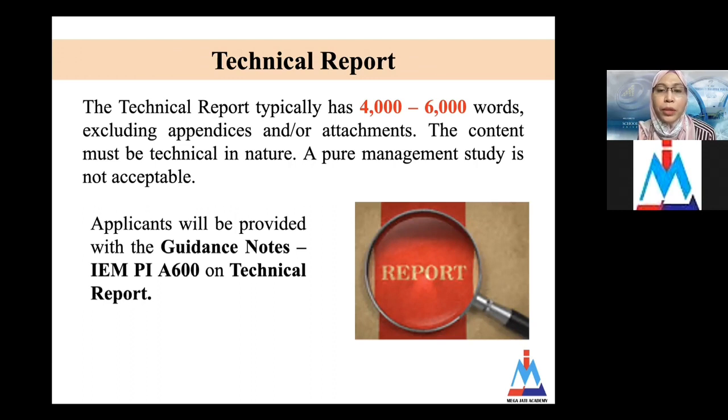Even in chemical engineering pun kita, we always deal with technical things, and a pure management study is not acceptable. Okay. So this one, what I said just now, is applicants will be provided with the guidance notes. Okay, if you can find it online, which is IEM PAE 600 on technical report. So you have to fulfill this additionally with the competency category A and category B that I just told you just now, right? Okay.